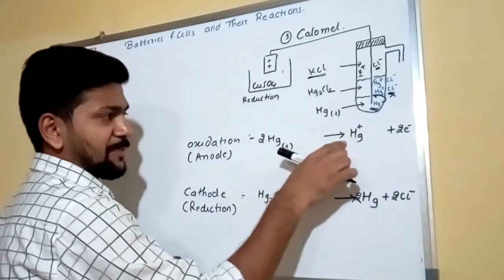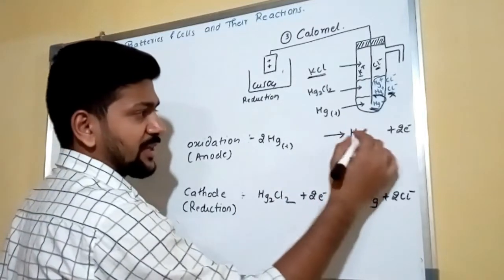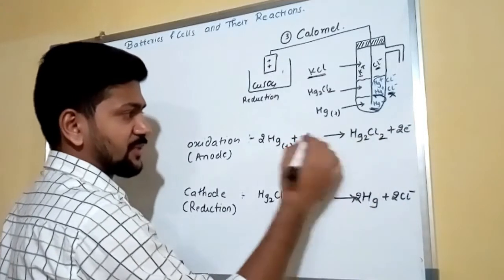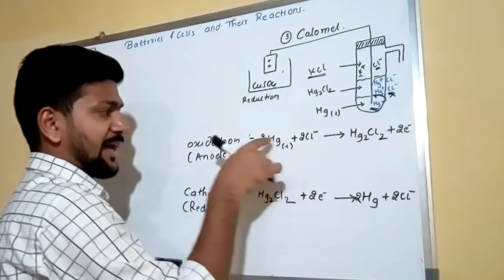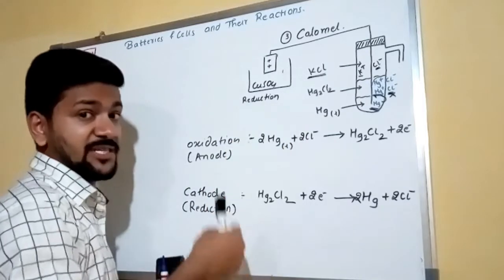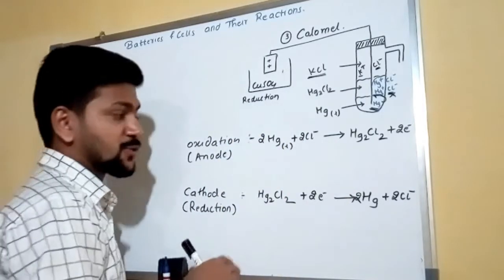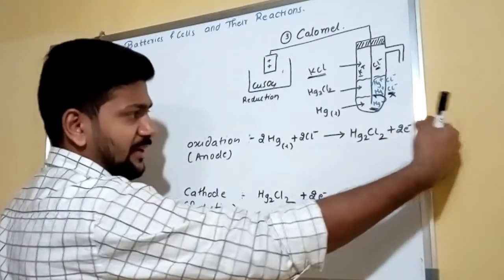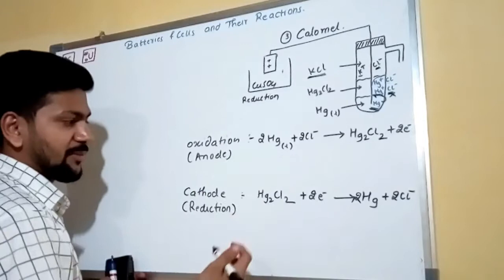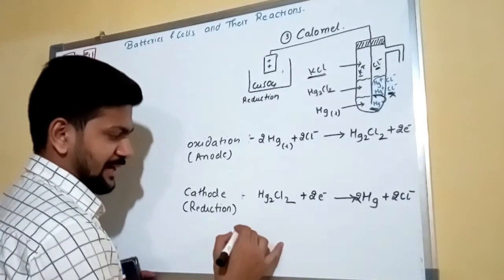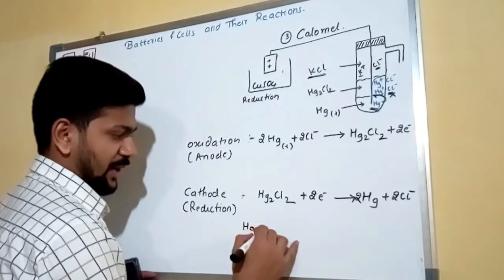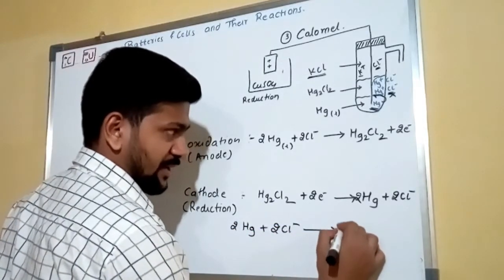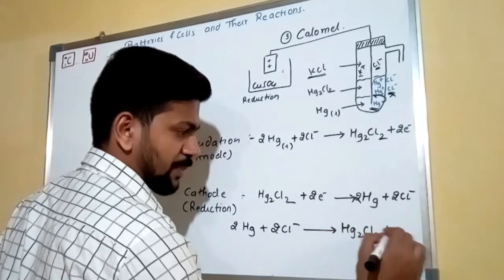Now the problem is Hg plus cannot stay, so it will be clubbing up with Cl minus giving you Hg2Cl2, and obviously since Cl minus was present over there, this 2 times Cl minus will be present as spectators but will not take part in the reaction. So if you look very carefully, this cathodic reaction is simply the reverse of the oxidation reaction. So how can you remember? You can remember in a simple way. Let us say it's 2 Hg plus 2 Cl minus, giving you, with a simple arrow, Hg2Cl2 plus 2 electrons.